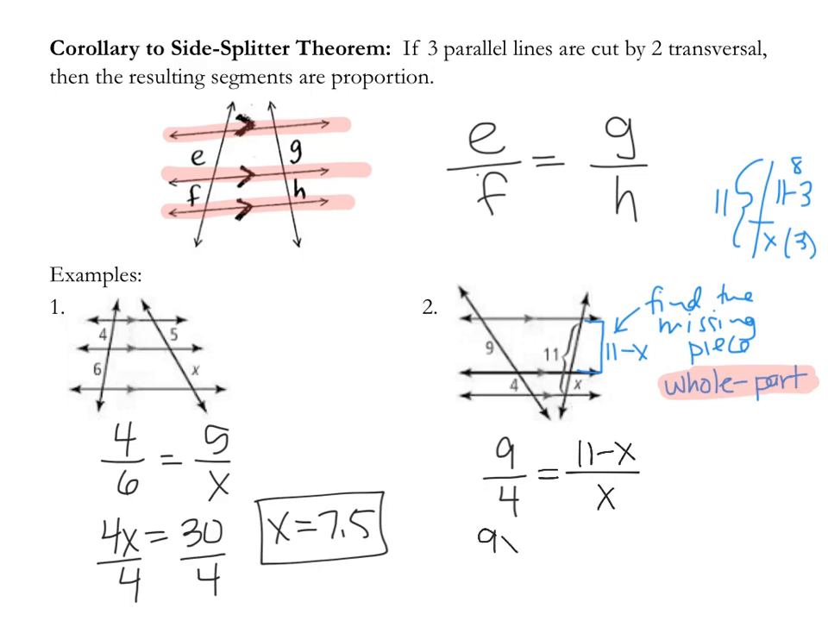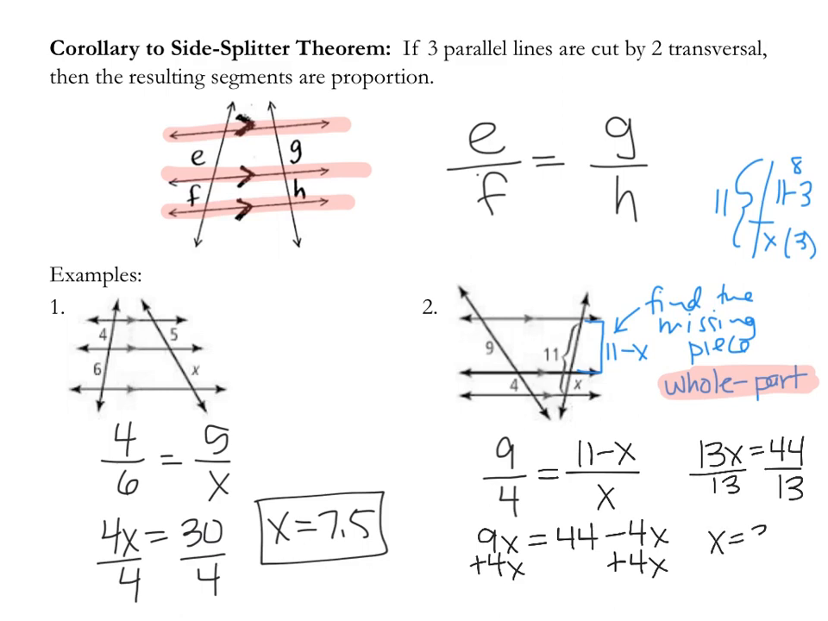And then we cross multiply, we get 9x is equal to distribute 44 minus 4x. Go ahead and add the 4x to the other side. We get 13x equals 44, and we're going to divide by 13. Some of these are going to turn out to be not as nice decimals, so I'm just going to put this as 3.38.